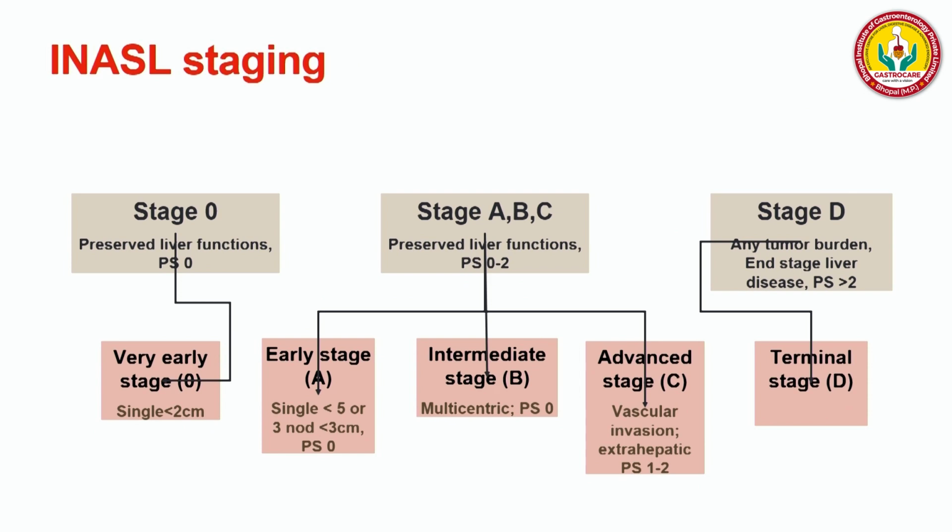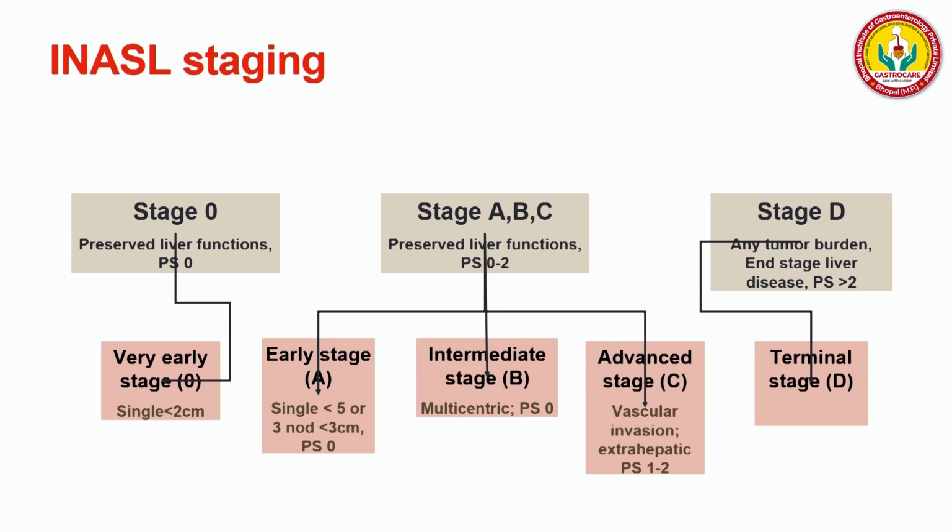So let's try and see the simplified classification. The 5 stages, I have tried to combine them into 3. There is one stage 0, which is less than 2 cm tumor. That's single, less than 2 cm tumor. That's a very, very early stage HCC. You have stage D, that is terminal stage.